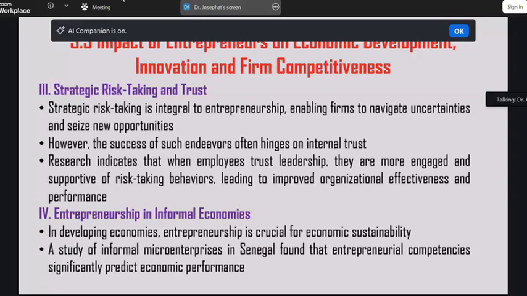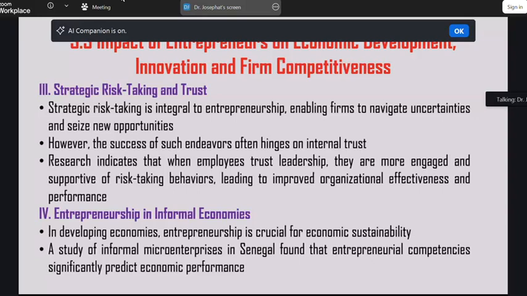So tukiangalia how these entrepreneurships create competitiveness among them. Ndio maana tunaangalia some studies, especially study iliyofanyika Senegal, inatueleza kwamba entrepreneurial competence, hapo tunaangalia risk-taking behavior, innovativeness, self-confidence, internal locus of control, motivation to succeed, internal motivations and the likes. So zinakuwa na significant impact on economic performance.